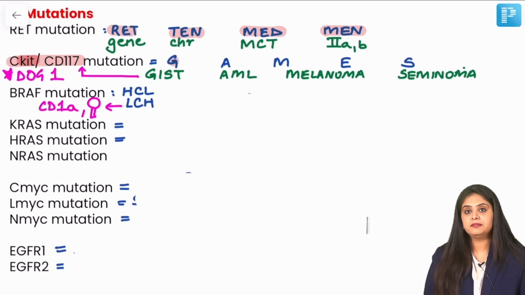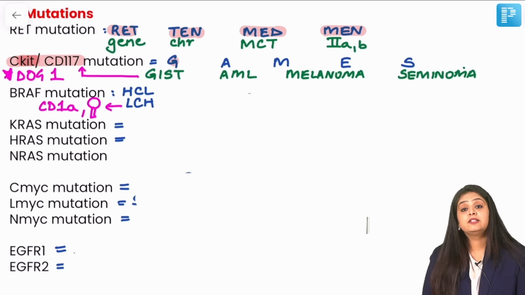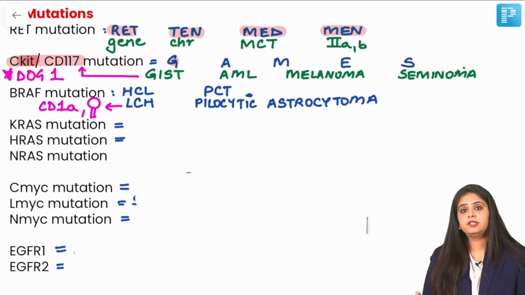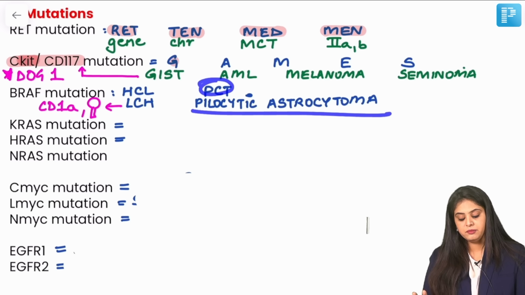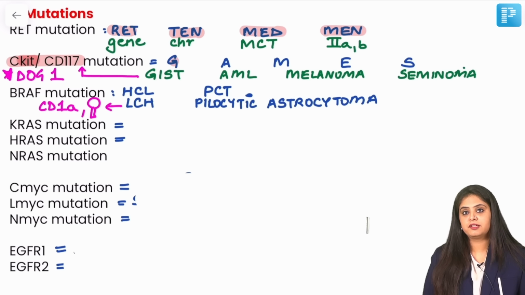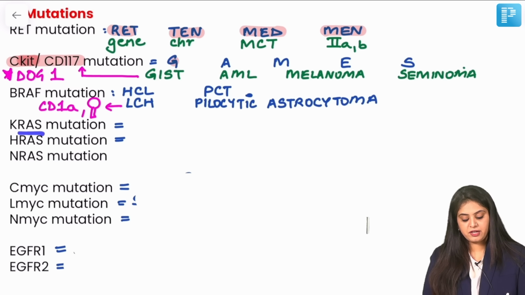Coming to the next, BRAF mutation is also seen in two P tumors. One is papillary carcinoma thyroid and the other is a brain tumor, that is pilocytic astrocytoma. Coming to the next, we have RAS mutations, and we've always studied it as rasta kahan hai.